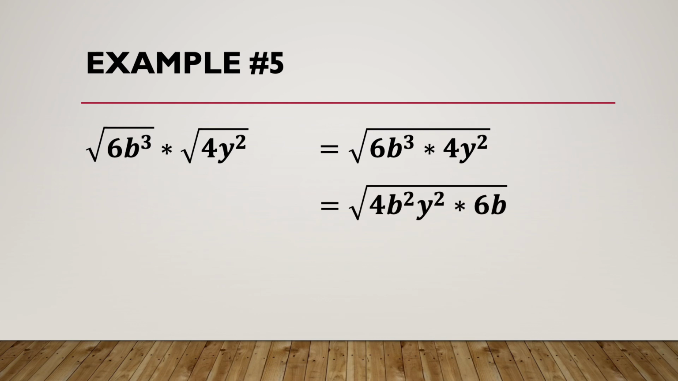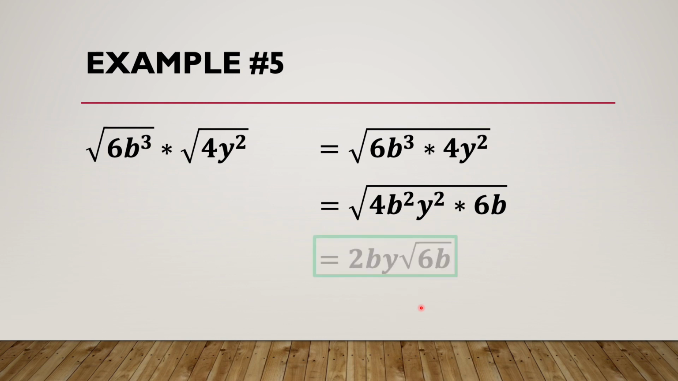Okay, we will separate natin yung mga perfect squares dito. Okay, so 4, that's perfect square. Okay, ang b cubed pwede nating paghiwalin into b squared and then dito is b. And then yung y squared kukunin natin. So, sa kabila ang 6b.